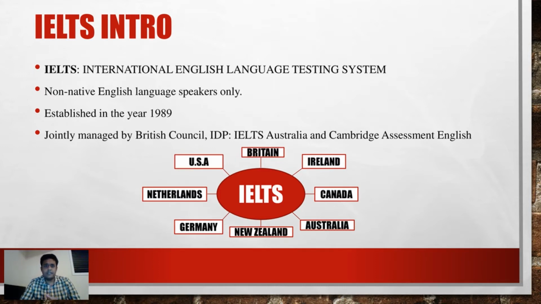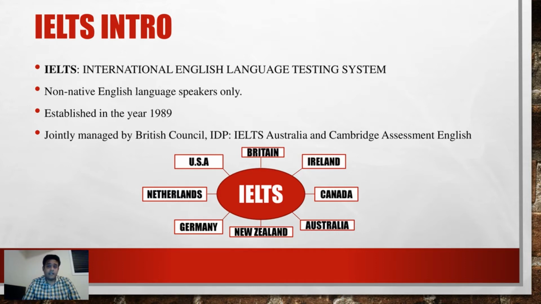IELTS, as we know, is the International English Language Testing System. It is basically for the non-native speakers of English willing to migrate to an English-speaking country. So all those people who are from a country that doesn't speak English have to give IELTS as a proficiency test. It was established in the year 1989, and it is jointly managed by British Council, IDP Australia, and Cambridge Assessment English.